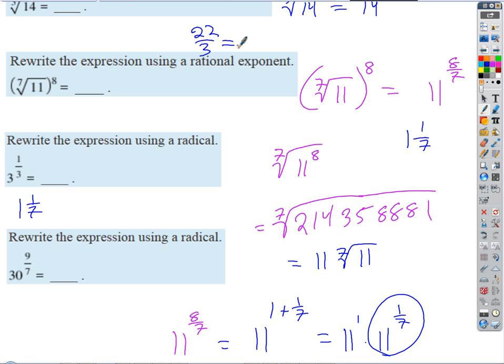So real quick, what's 22/3 as a mixed number? 3 goes into 22 7 times, with what left over? 1/3. Okay, I got you. That's it, no big deal. Okay, so let's try one more of those.